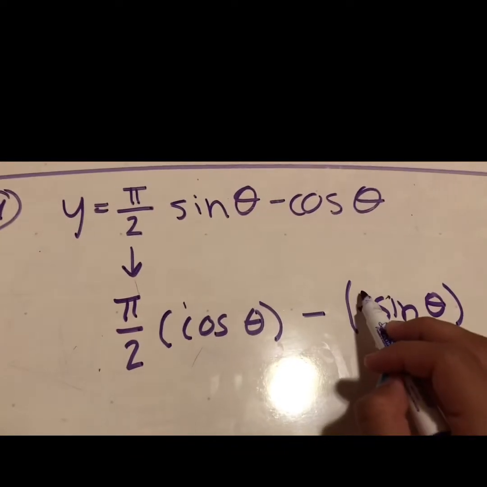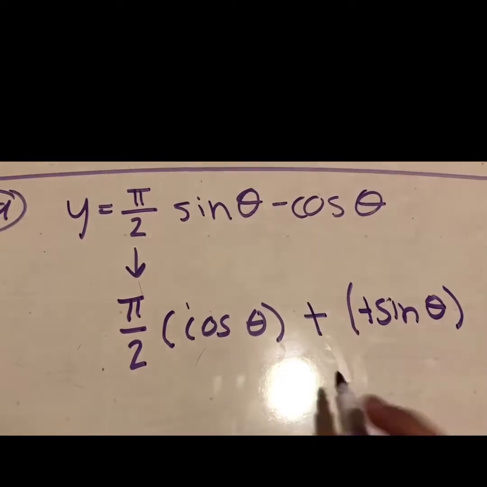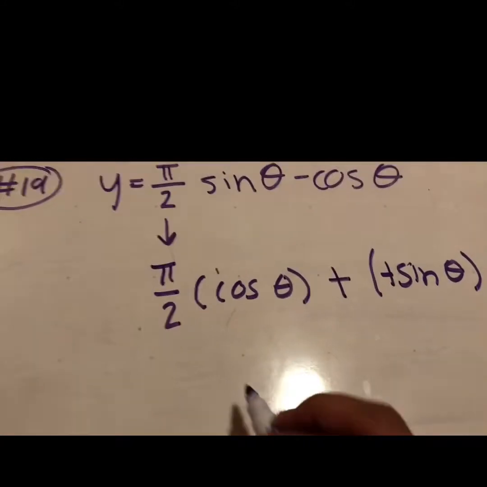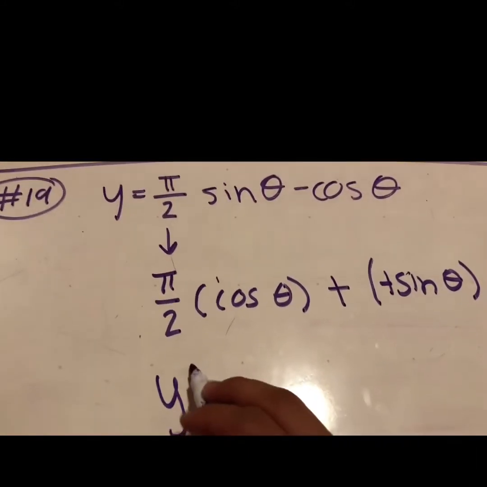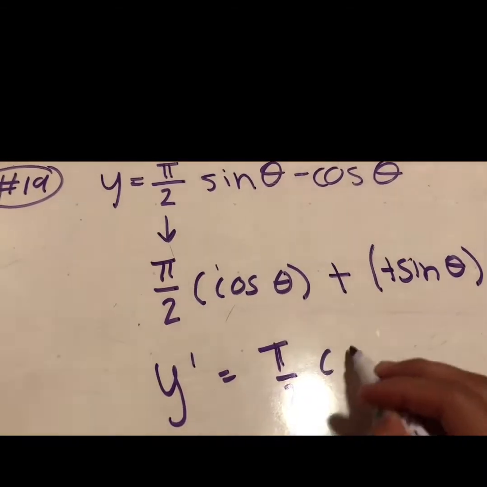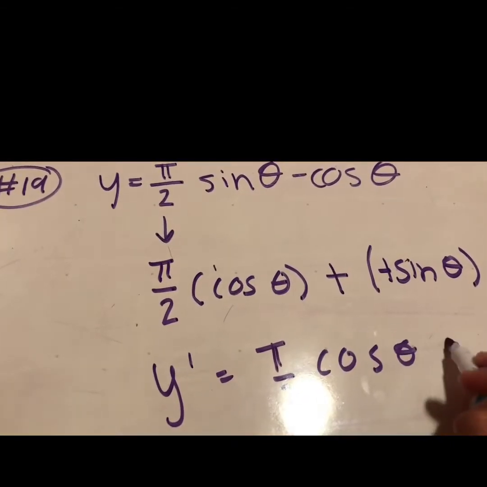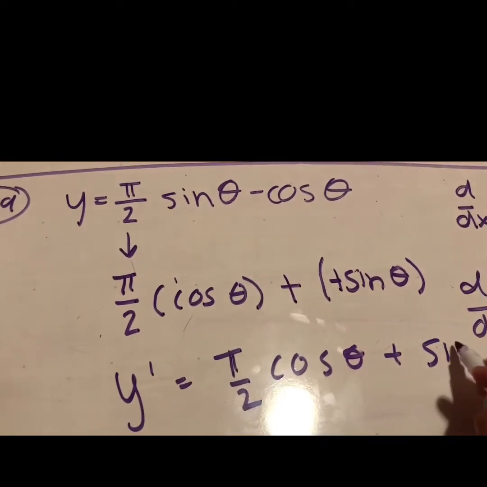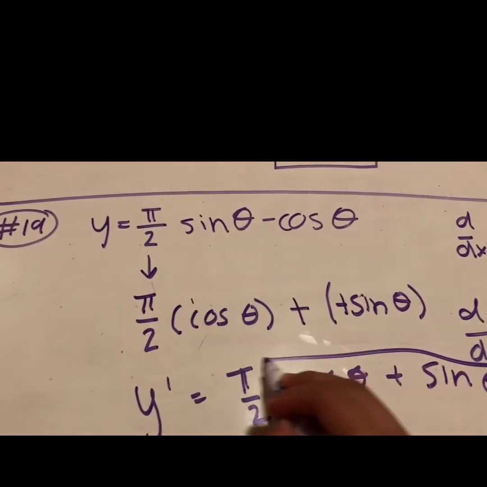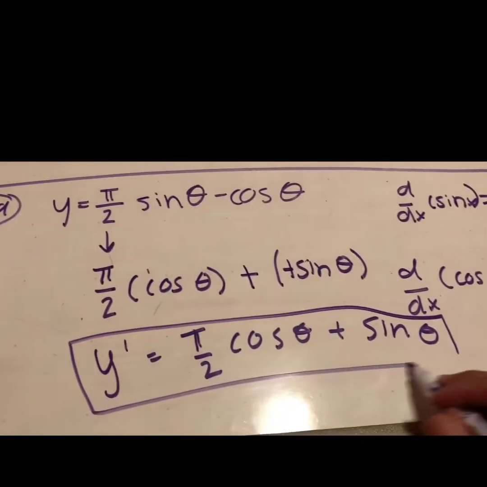And now here we know that these have to change the signs because negative times negative is positive. So now our final derivative would end up being pi over 2 cosine theta plus sine theta. And this would be our final derivative.